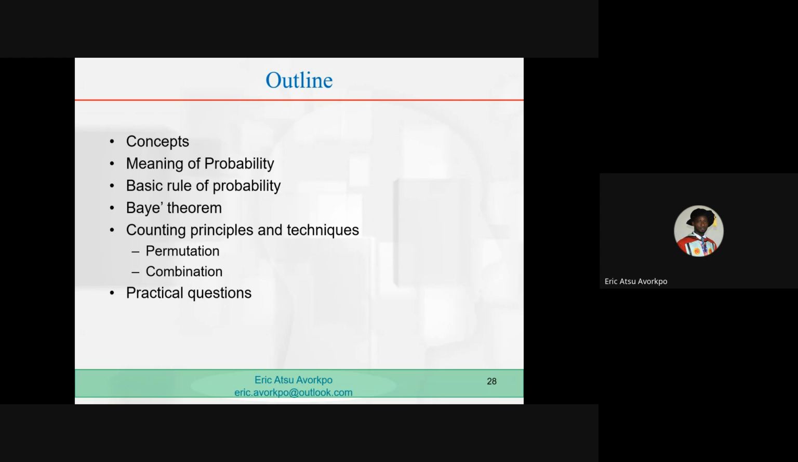What are some of the basic rules of probability? Then we look at Bayesian theory and then the principles of counting. Our brothers and sisters that have been doing lottery, you hear this word from them a lot, permutation. Today we will also learn about permutation and stuff like that. Then look at some practical questions.